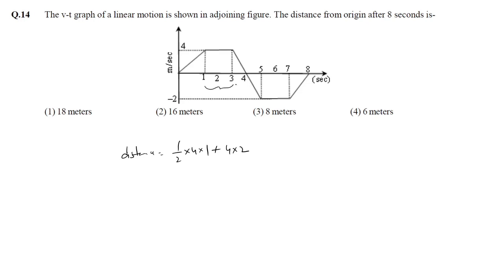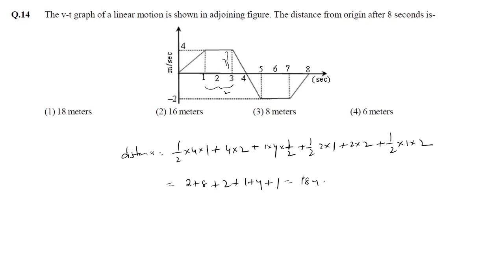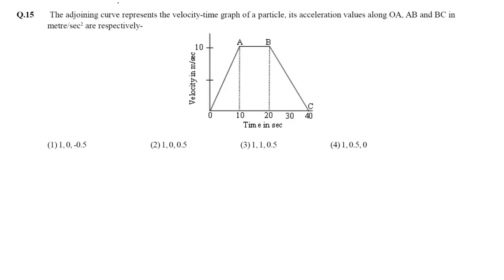See here 3 minus 1 is 2 and this value is 4, so 4 into 2 I have written, plus next one, 1 into 4 plus 1 into 4 into 1 by 2. Okay, plus again half into 2 into 1, plus again 2 into 2 here, next plus again half into 1 into 2. So it is 2 plus 8 plus 2 plus 1 plus 4 plus 1. So it is 18 meter. Okay, see the next question.